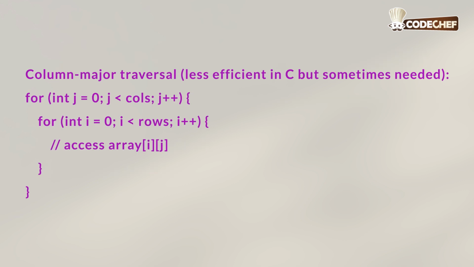Now let's talk about column major traversal. Less efficient in C but sometimes needed. So notice we flipped the loops. Now the outer loop controls the columns and the inner loop goes through the rows. We are moving down each column before moving to the next one, like reading a spreadsheet from top to bottom, column by column. Now this is generally less efficient in C because you're jumping around in memory instead of accessing it sequentially. That said, sometimes you genuinely need column major traversal for certain algorithms or problems. Just be aware of the performance trade-off.